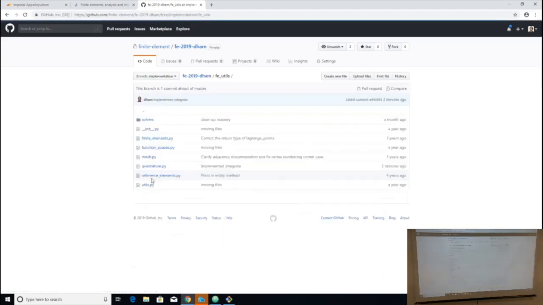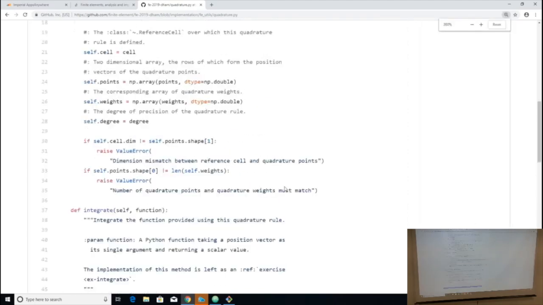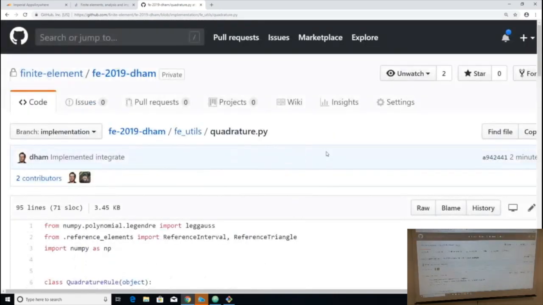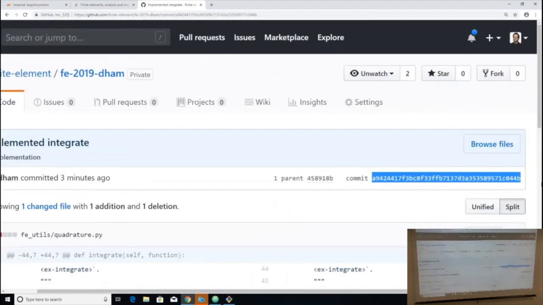And if I click on feutils and quadrature, I can see that indeed there, let me make that a lot bigger, there is the stuff that I wrote on my computer. So it obviously has been pushed up to GitHub. Git now knows about that. So it's safe and it's there. And if it were the end of the course, what would happen is the thing that you would paste into here we go. You would paste that magic huge number, which is actually a cryptographic hash of the commit information, into Blackboard, and I would be able to find that this is the version of the code you wanted me to mark.